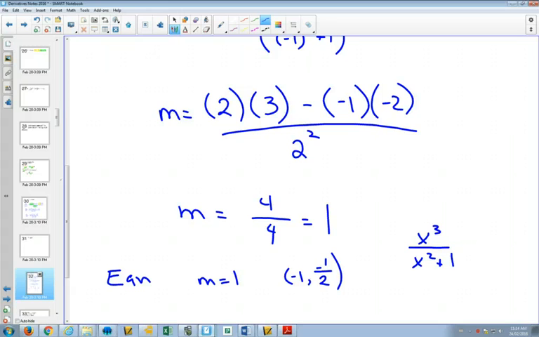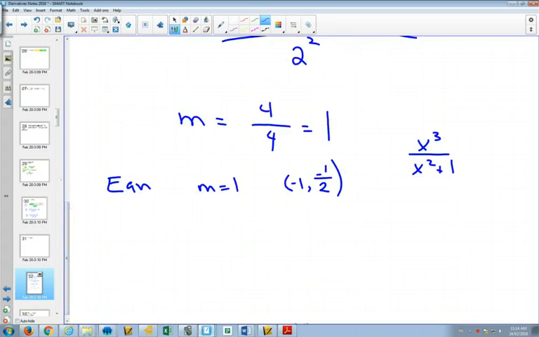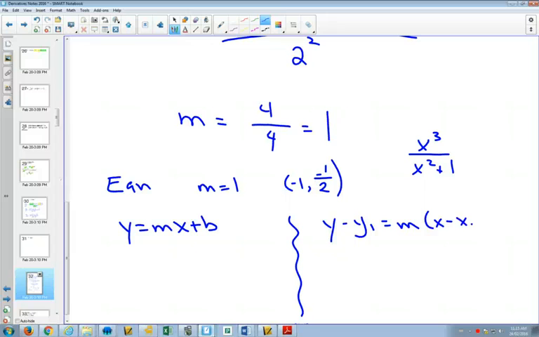So then in order to find our equation of our line, either you'll use y equals mx plus b, or the point slope form, whichever you remember best and find easiest. So how to use y equals mx plus b? Well, we know the slope is 1, and we know a point: when x is -1, y is a half. And once you plug that in, the only thing you don't have is b.